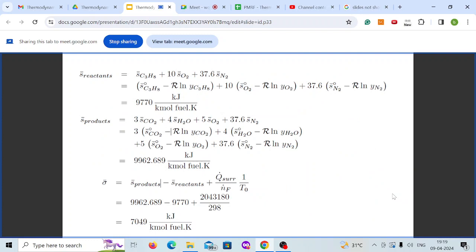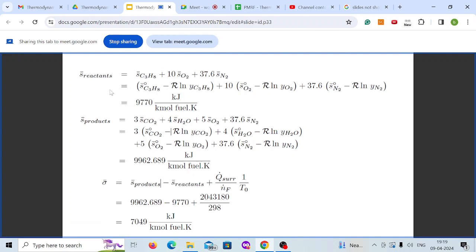So we'll see how to do an entropy balance. The entropy balance is product minus reactant plus the Q by T is equal to the entropy generated. So this is an entropy balance. We have found out how much heat is rejected, Q dot by N. You know the temperature, which is 298 Kelvin, and your surrounding is at 298 Kelvin. So we need to find out the products entropy and reactant entropy.